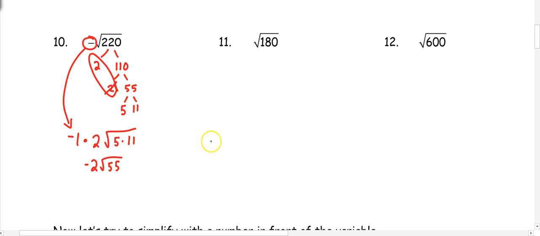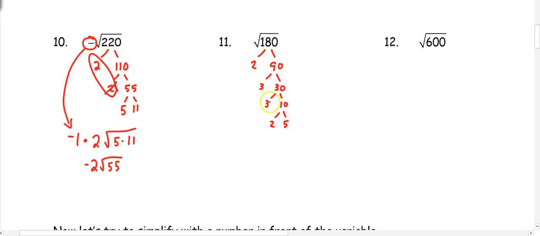Number 11, the square root of 180. So two numbers that multiply to 180 are 2 and 90. Two numbers that multiply to 90 are 3 and 30. Two numbers that multiply to 30 are 3 and 10. And two numbers that multiply to 10 are 2 and 5.